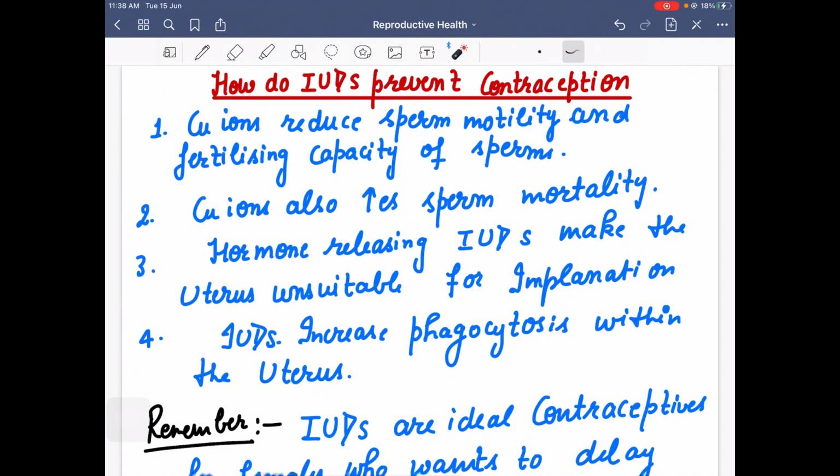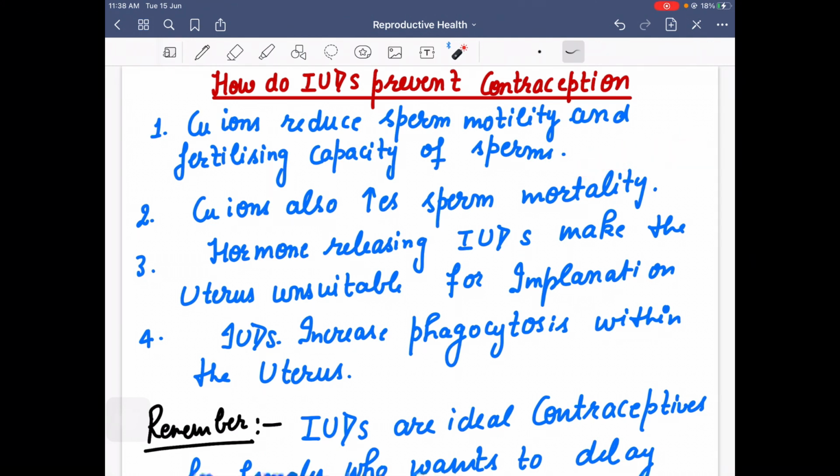Copper ions also increase the sperm death rate. They basically decrease the sperm number. So they increase the sperm mortality. Mortality means death rate.